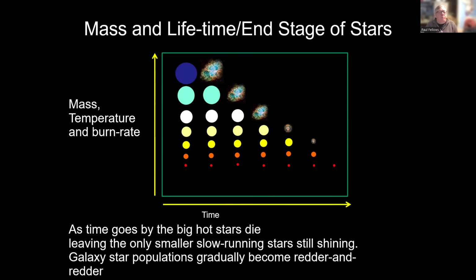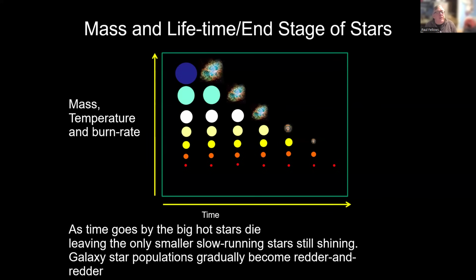One row below, the blue-white, slightly smaller stars, they will live 1 million and then 10 million in the second column, and then die as a supernova. So there's 2 columns for them. The white stars manage 3 columns. That's 1, 10, 100 million years before they explode.